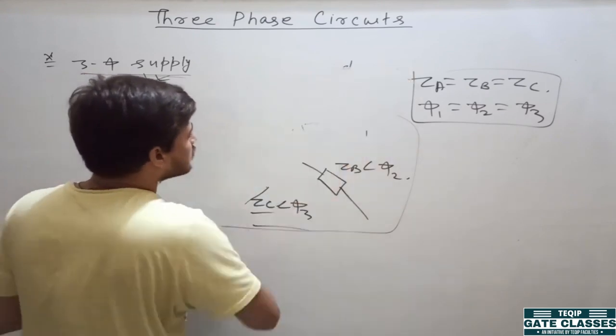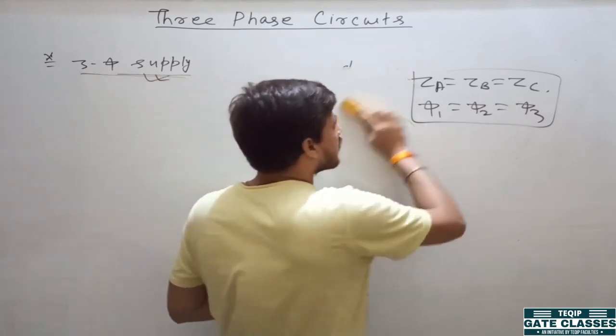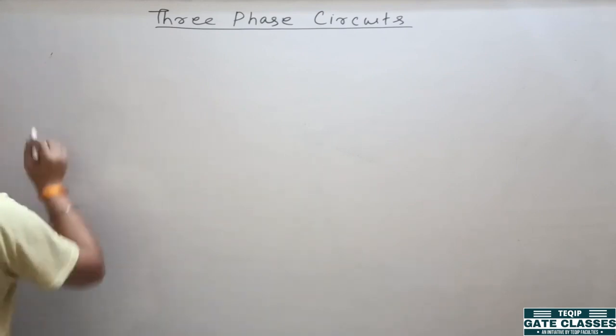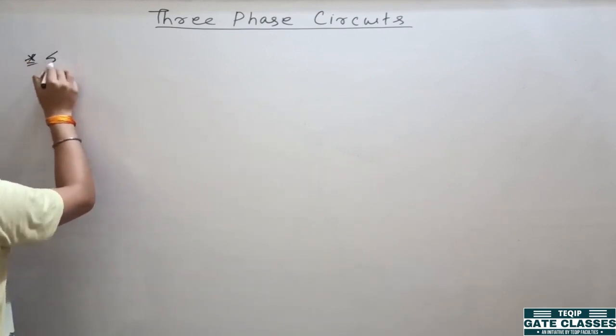Clear? So now we see star and delta configuration. Next let us see star and delta configuration. So let us see star configuration.